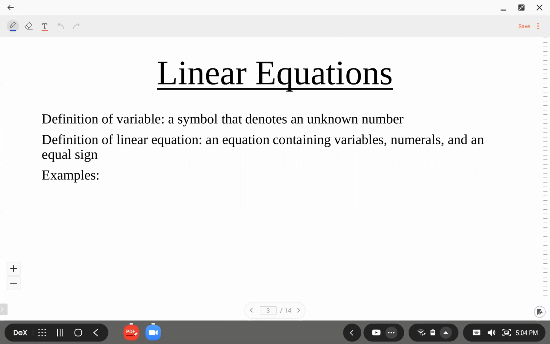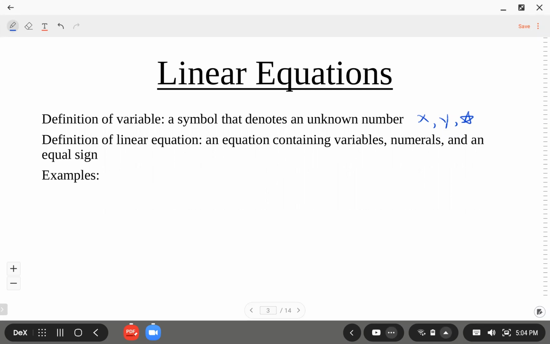So let me go over linear equations first. In linear equations, we have something called a variable. A lot of you know what a variable is, but I'll still go over it for students that do not know. A variable is a symbol that denotes an unknown number. Could be X, could be Y, could be any symbol, could even be a star. It is just a symbol that denotes an unknown number. And the definition of a linear equation is an equation containing variables, numerals, and an equal sign.